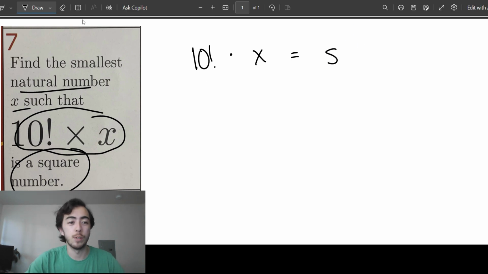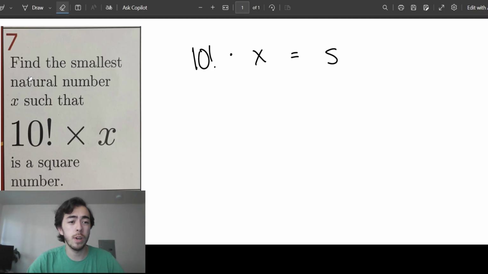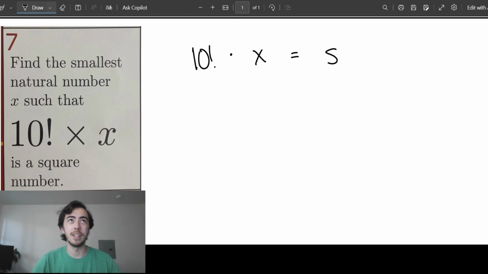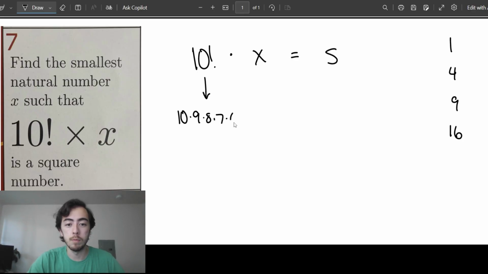I'll just do s for square number for now. A square number is just a number that you can get by doing another number times itself. So like the first few square numbers are like 1 times 1, 2 times 2, 3 times 3, 4 times 4, and so on. And other things like this factorial. A factorial is just taking all of the numbers starting at, in this case, 10, and multiplying them all the way down to 1, and you just kind of count down one by one by one. So this 10 factorial is the same as 10 times 9 times 8 times 7 times 6 times 5 times 4 times 3 times 2 times 1.